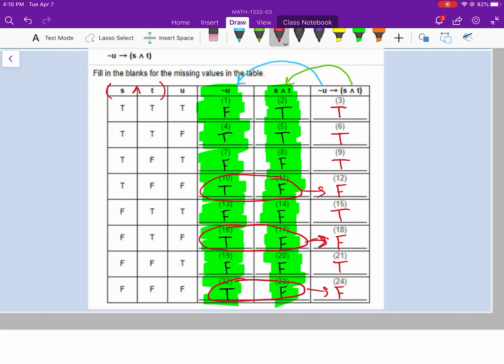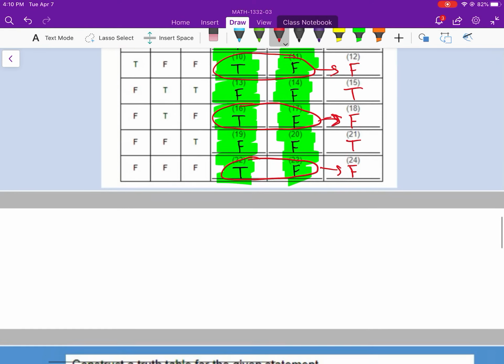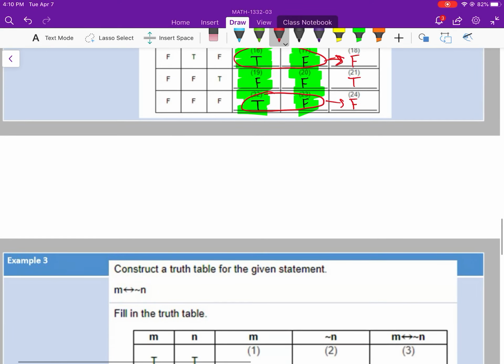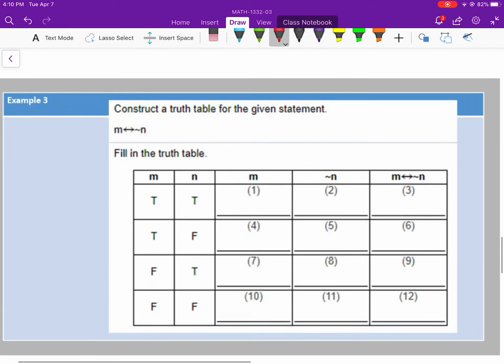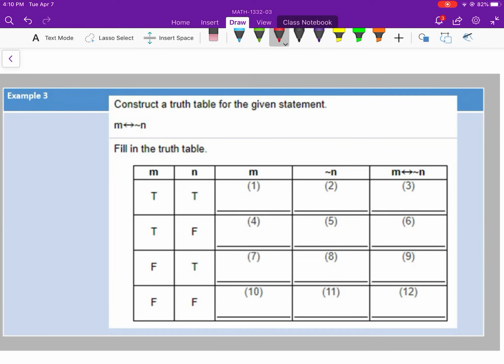Extremely important there. All the rest of them will be true. All right, next one down. Example number 3. Now we are going to start doing biconditional. Now remember, biconditional, they have to have the same result, okay? M and N have to have the same result for the whole statement to be a true statement, okay?